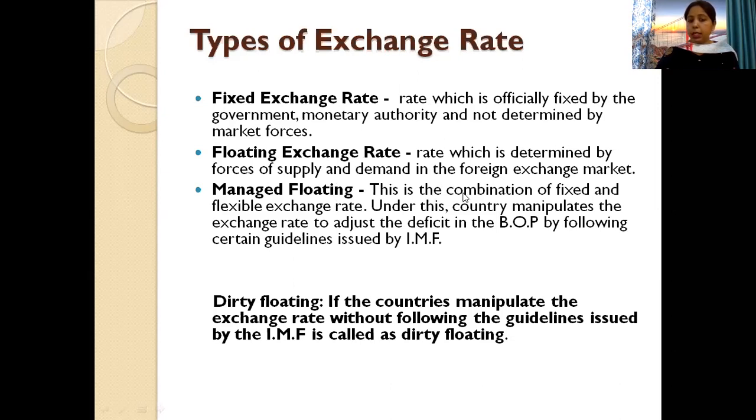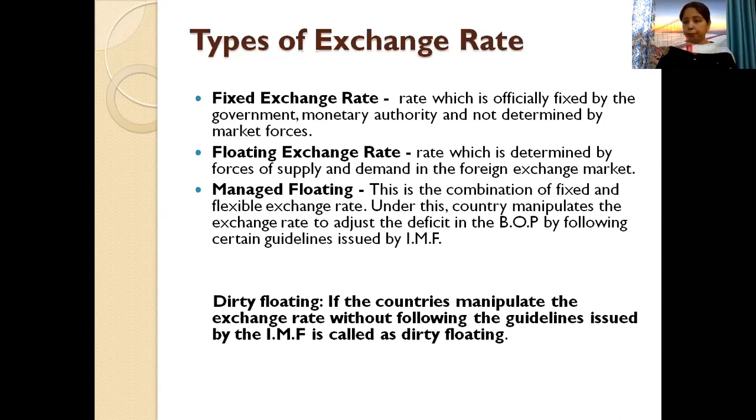Next is managed floating. It is a combination of fixed and flexible. As I told you, floating is also called flexible at some places. So the combination of fixed and flexible is managed floating. Under this, the country manipulates the exchange rate to adjust the deficit in the BOP, by following certain guidelines by the International Monetary Fund. So in managed floating, the government can work to balance its BOP deficit and reevaluate its exchange rate, but under the guidelines of the International Monetary Fund.